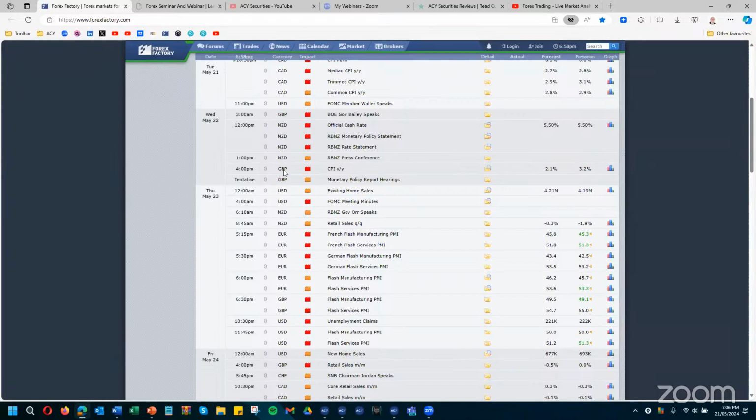Notably, the pound CPI data this week is definitely going to affect the pound for sure. It is quite high at the moment, so we may see a reaction down if that comes out on a much lower number. Okay, let's get into the charts now.